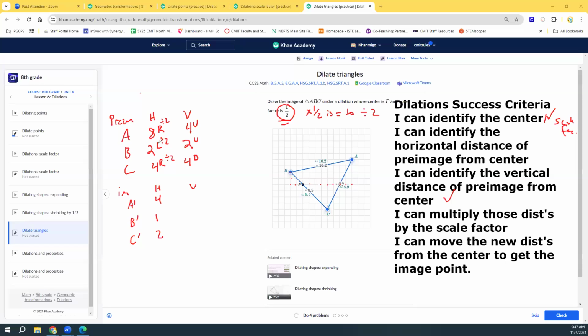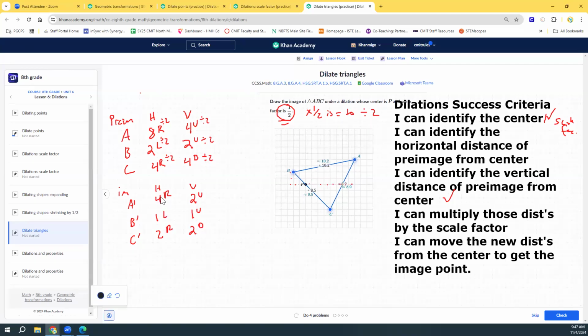Oh, I don't want to forget my directions. Right, left, right, right, left, right. So 4 up divided by 2 is 2 up. 2 up divided by 2 is 1 up. And 4 down divided by 2 is 2 down. So all that work, now it's just putting it in.